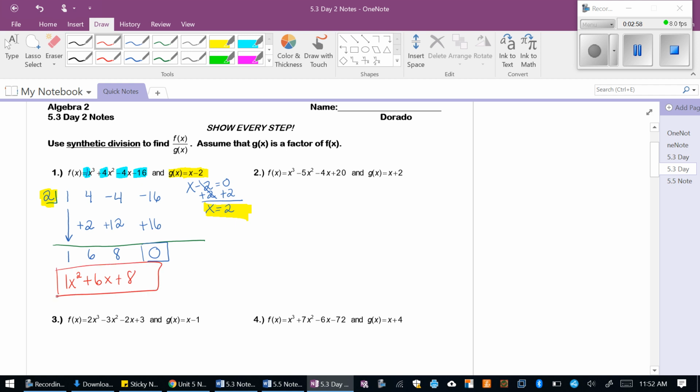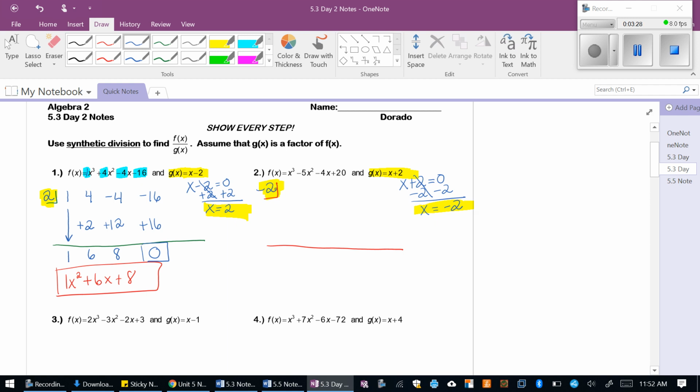Okay, let's try number 2. We're going to repeat the same process again. We make our box, make our equal sign. We need to figure out what number to put in the box, and we look at g of x for that. So we set that factor equal to 0. We subtract 2 from both sides, and we get x equals -2. That's what we put inside this box.